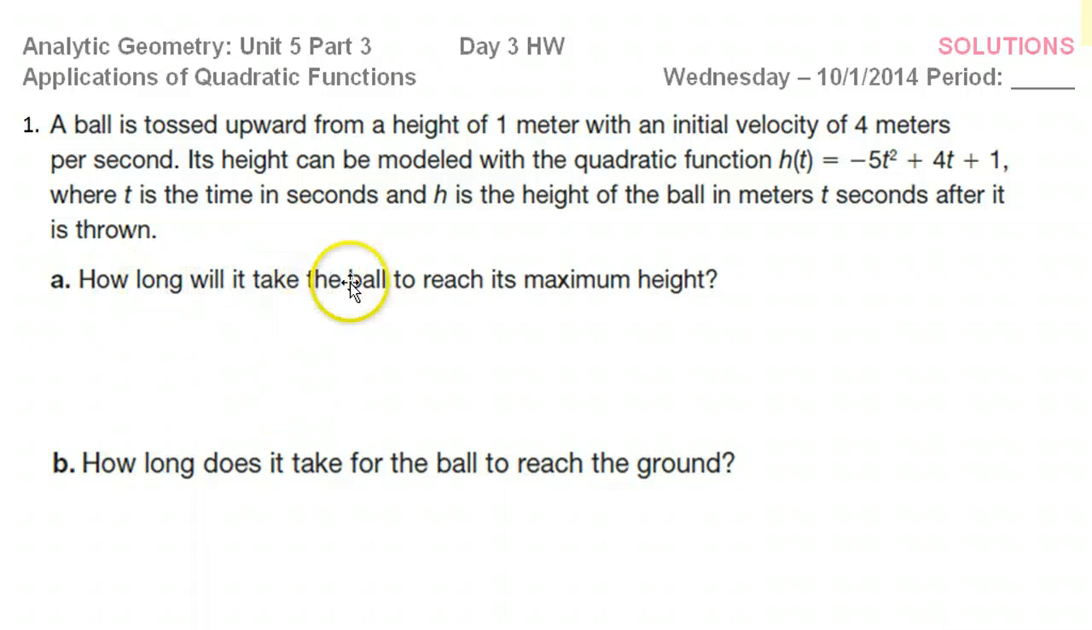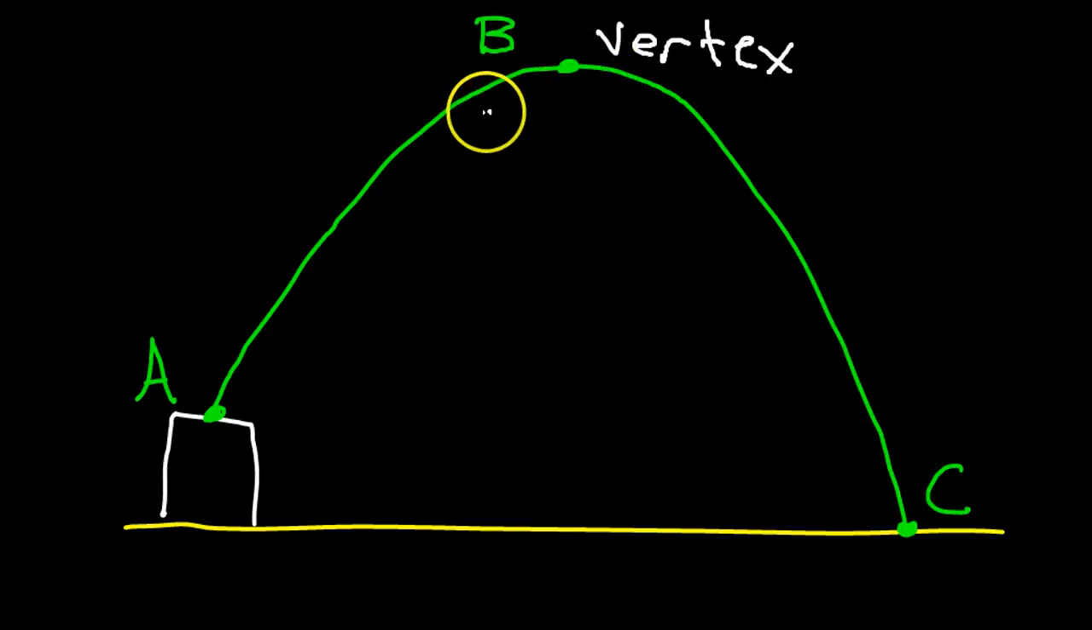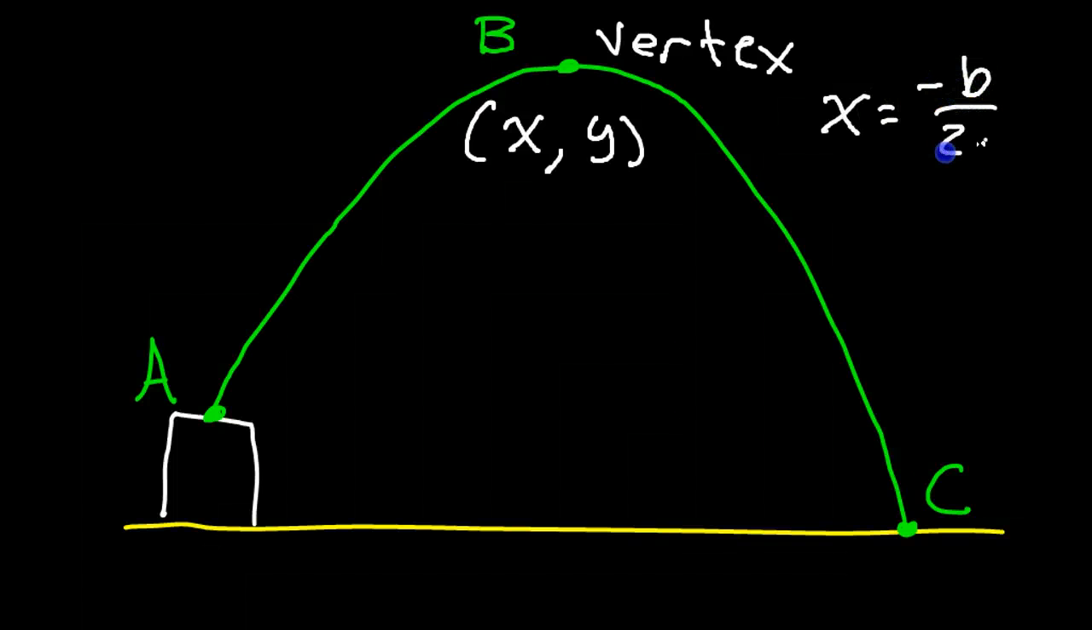So, how long will it take the ball to reach its maximum height? So if we talk about maximum height, am I talking about A, B, or C? Yeah, clearly I'm talking about B. Now, understand something about point B. There's a name for it. It's called the vertex. And we've learned many things about how to find the vertex. For example, we've learned that if we want to find the x coordinate of the vertex, we can use the opposite of b over 2a. So get that back in the front of your mind.